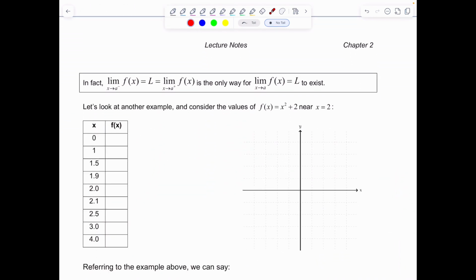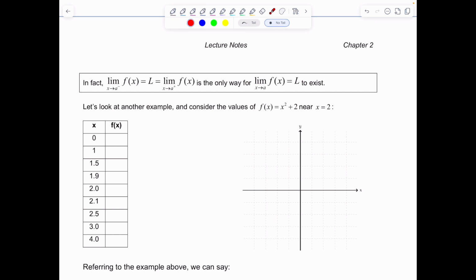In fact, the limit as x approaches a from the left of f of x equals L, which also equals the limit as x approaches a from the right of f of x. That's the only way for the limit as x approaches a of f of x equaling L to exist, okay? So the limit from the left must equal the limit from the right in order for the two-sided limit to exist. Okay, let's look at another example.